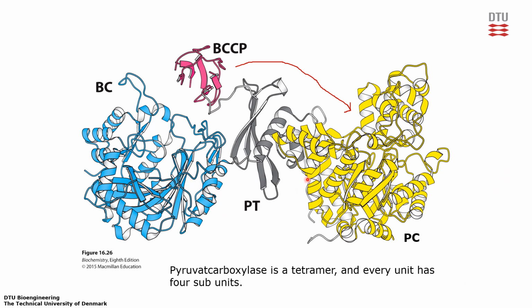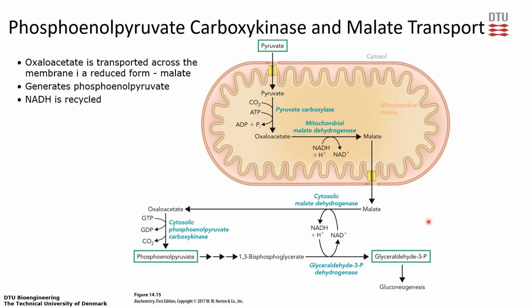And the middle domain is not really involved in this part. So how can this actually be going on, and where is it taking place? Now, as seen on this slide, this oxaloacetate formation takes place in the mitochondria.